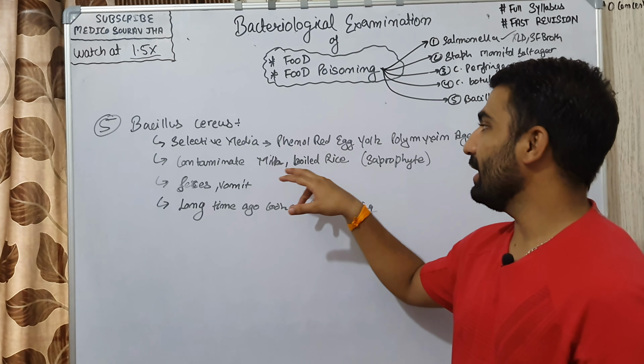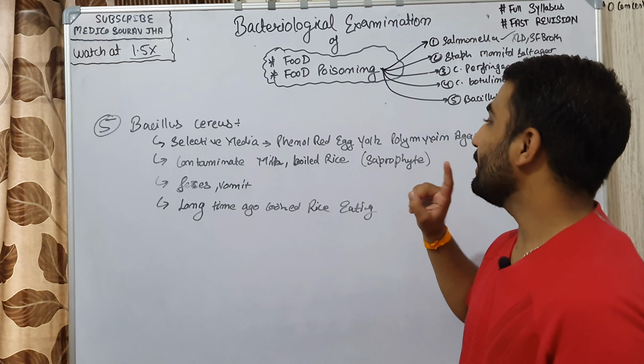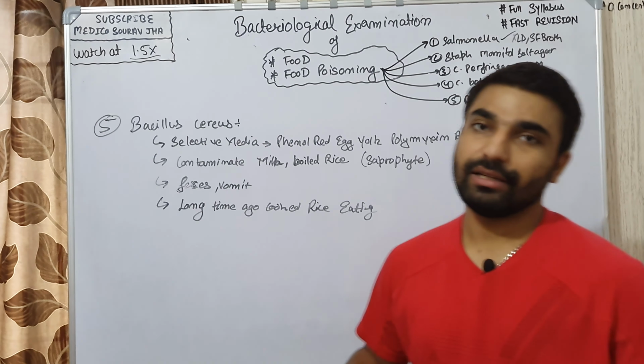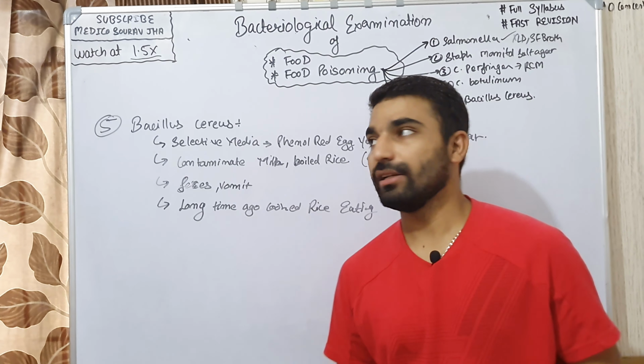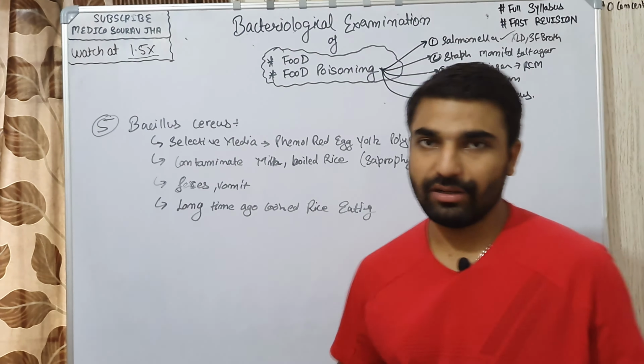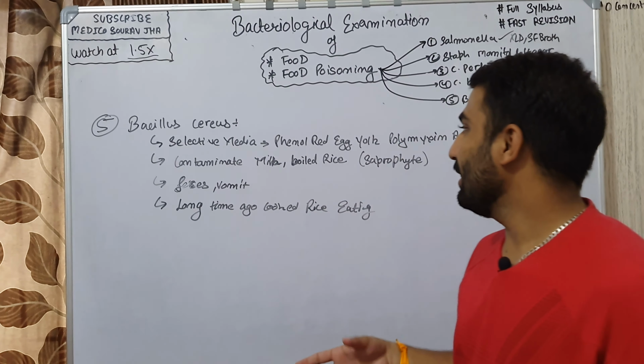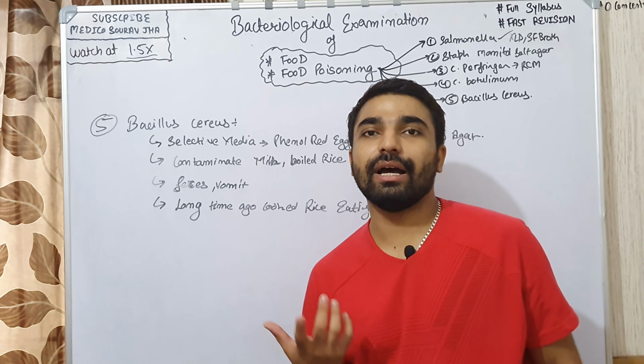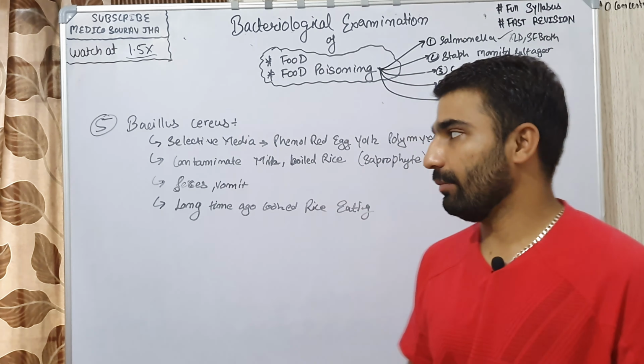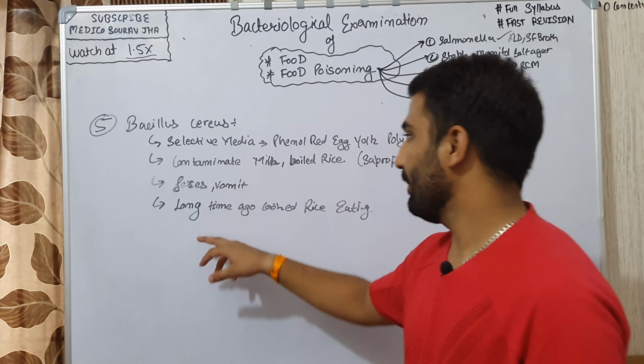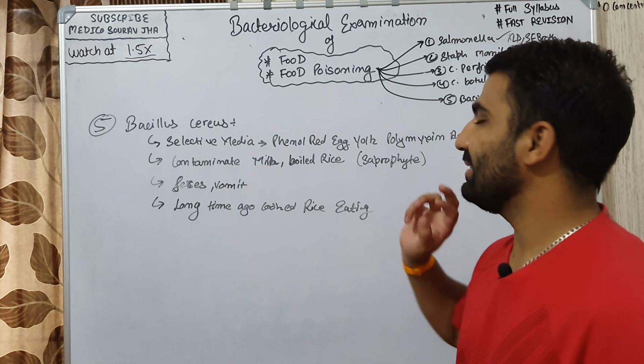Contaminated milk and boiled rice. It contaminates milk and boiled rice because it is saprophytic in nature. It grows on that, and if that is eaten by anyone, it can be infective. Long time ago cooked rice eating.